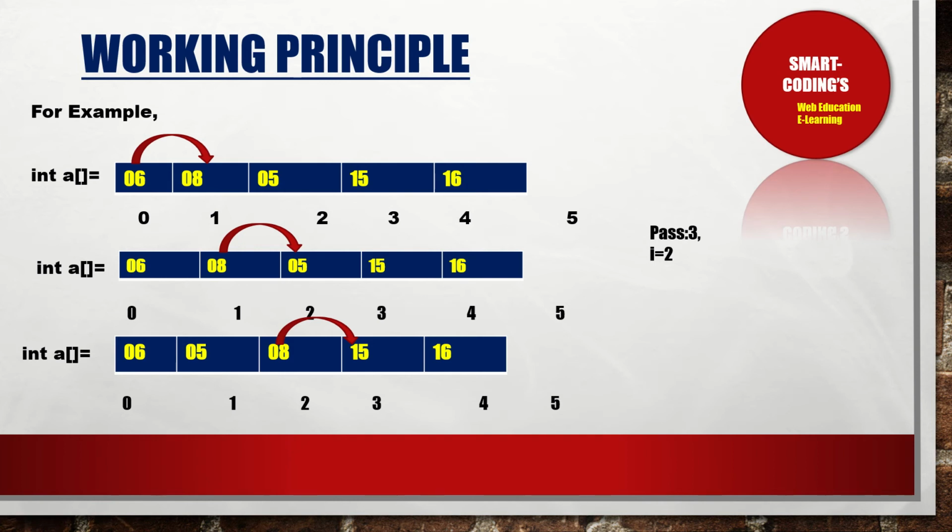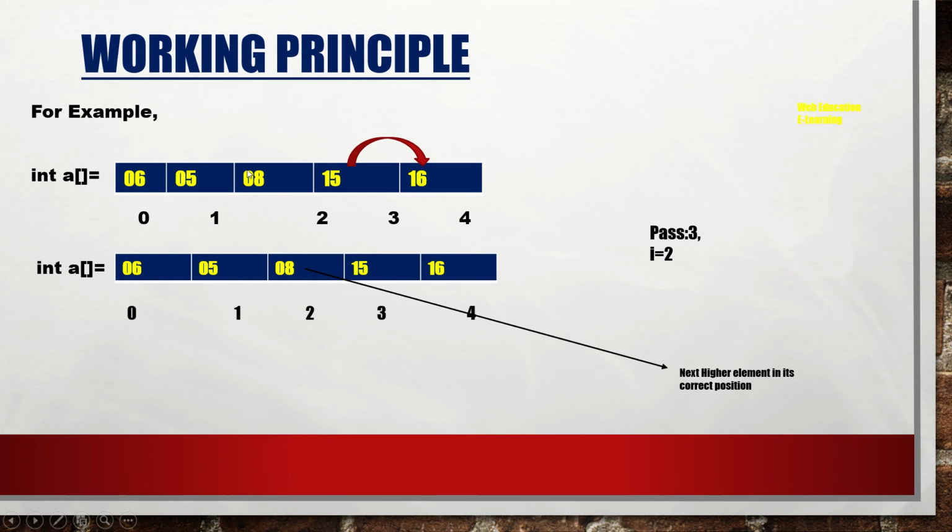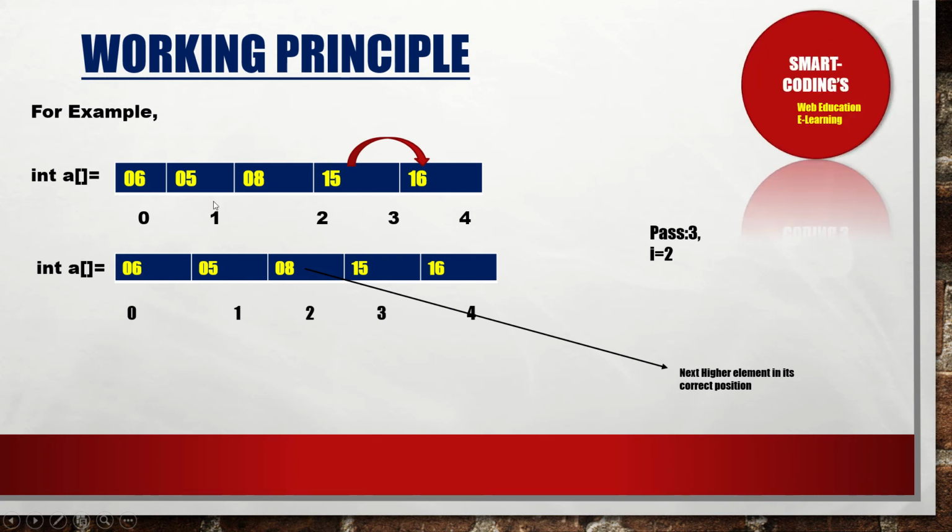Now again 8 and 15, no swapping required, so we'll write as it is. 8, 15 as it is, the full array as it is. Now 15 and 16 are compared but no swapping is required, so we'll write the array as it is. So as you can see, students, in pass 3, the next highest element, 8, is in its correct order. So automatically it should come.